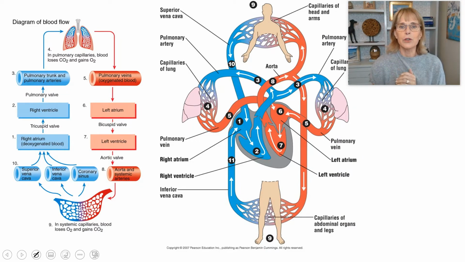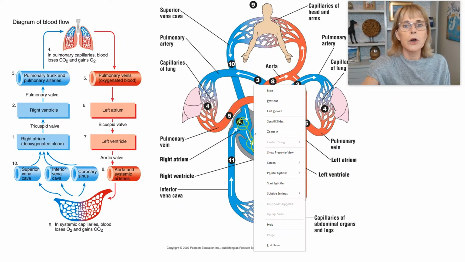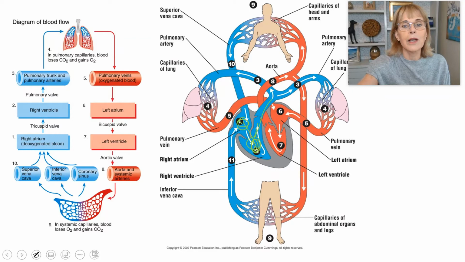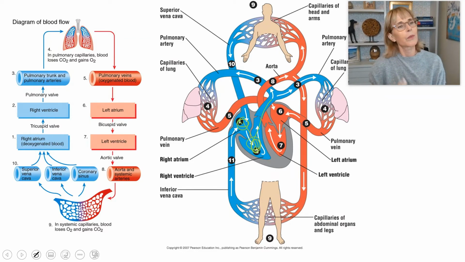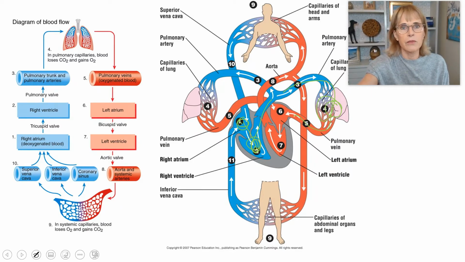One thing that we didn't do the first time that we went through there is we didn't talk about the valves. Let's add the valves, okay? So from the right atrium through the tricuspid valve into the right ventricle, then from the right ventricle, it's going to go into the pulmonary artery, so it must be going through the pulmonary valve, then out to the lungs, comes back in the pulmonary veins, into the left atrium.